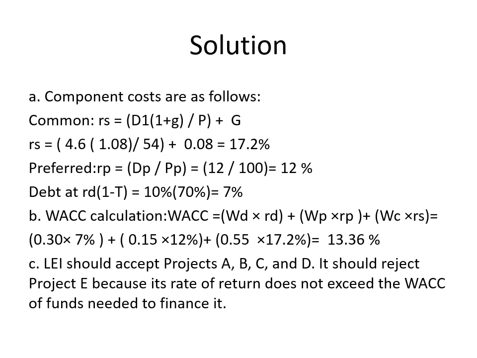The solution will be calculating the cost of each capital component. The first component here is the common stock. We are going to multiply the dividend by 1 plus the growth rate, because I told you from the previous slide that the dividend given for you was for the last year. So I have to calculate the dividend for the current year.